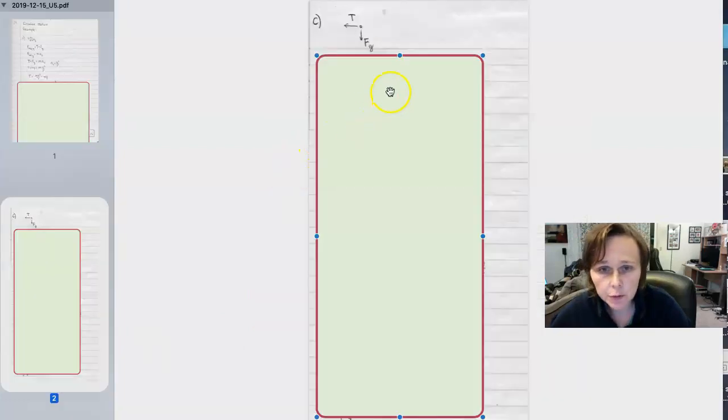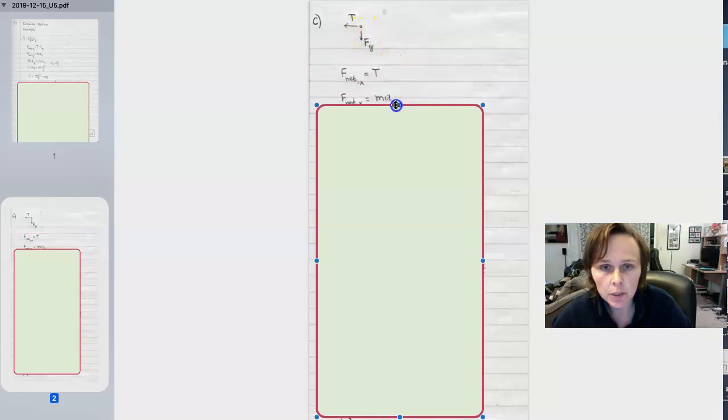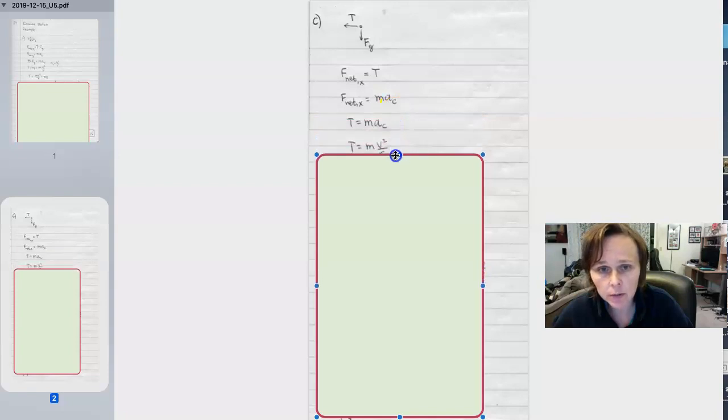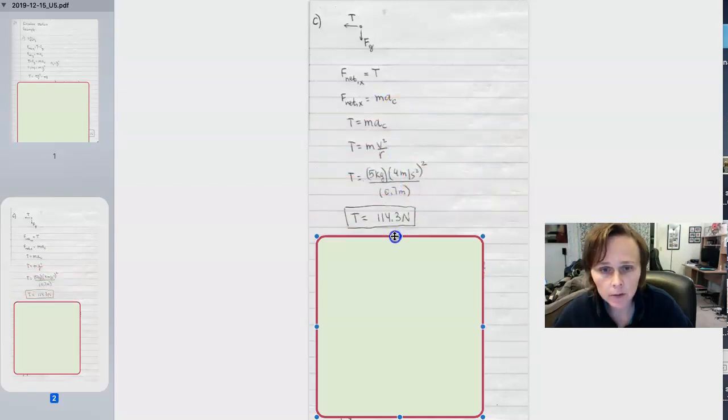For the third situation, when it's halfway in between, the force of tension is acting to the left and the force of gravity is down. So we write the net force in the x direction, which is only the force of tension, and that equals the mass times the centripetal acceleration directed toward the center, and we solve for that. As a result we have 114.3 newtons, which is in between the top and bottom tensions, which makes total sense.